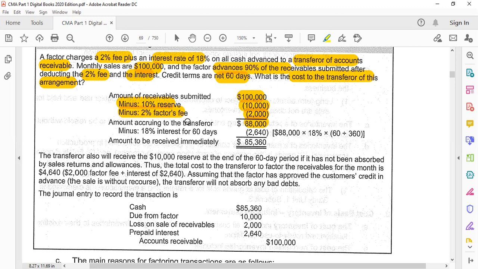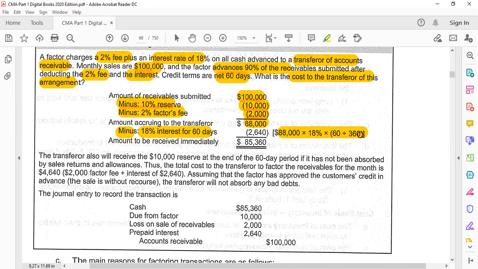But the factor will deduct the interest in advance also, and he's charging 18% interest. So now we will subtract 18% interest for 60 days only, because the credit terms are 60 days. So how do you calculate the interest, guys? You take this 88,000 times 18%, the rate of interest, times 60 divided by 360, because 60 days means 2 months, and 360 means the days in a year.